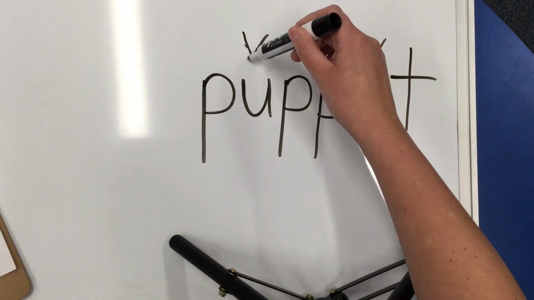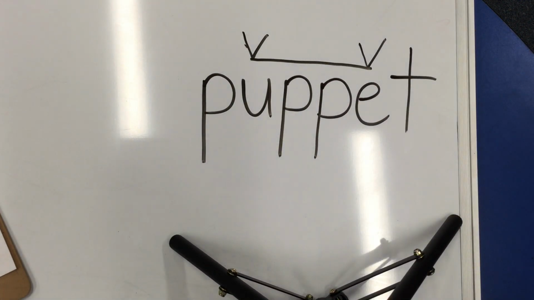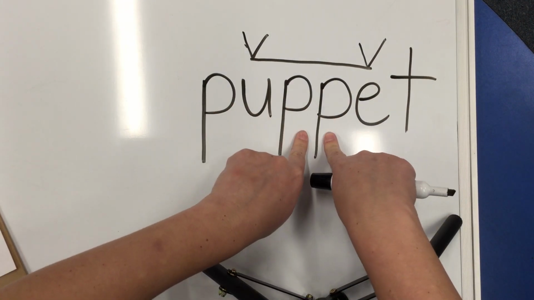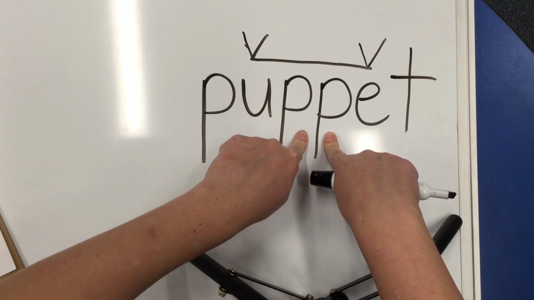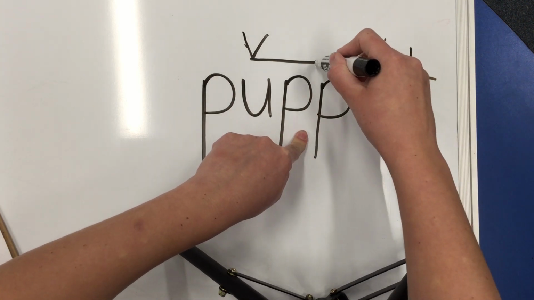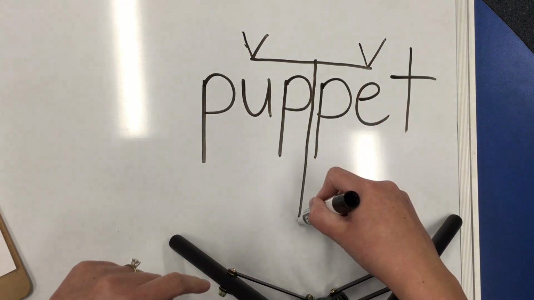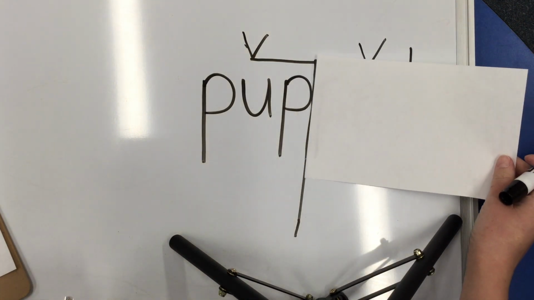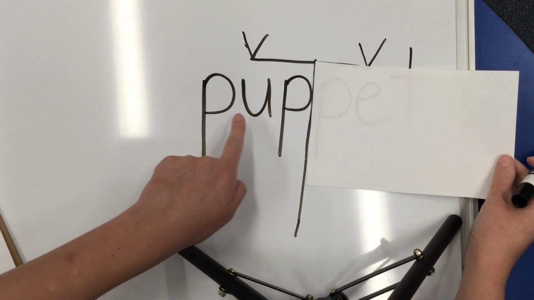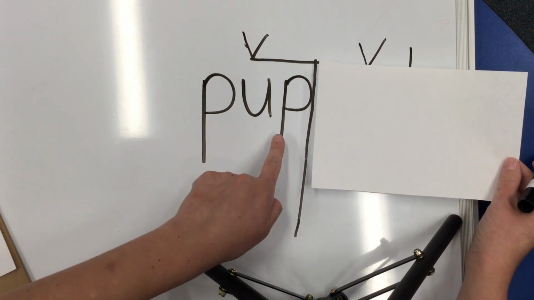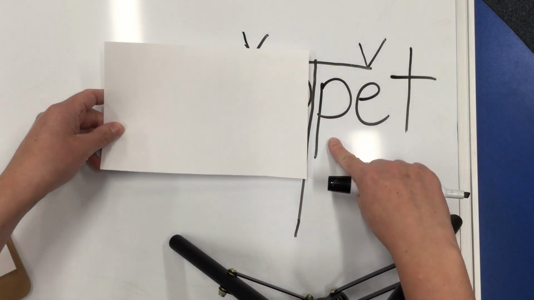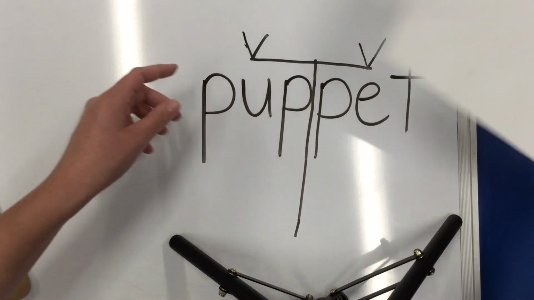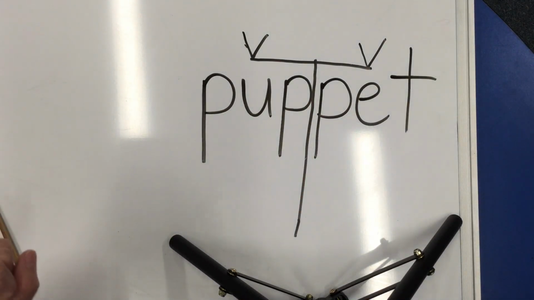So now I'm going to connect my vowels. Okay. Now, here's a vowel. Here's a vowel. Look at the two consonants in the middle. Do you remember what we're going to do? We're going to split them. We're going to draw a line between them. Okay. So now it's going to make this word a lot easier to read. All right, you ready? Up, pup, et, pet.